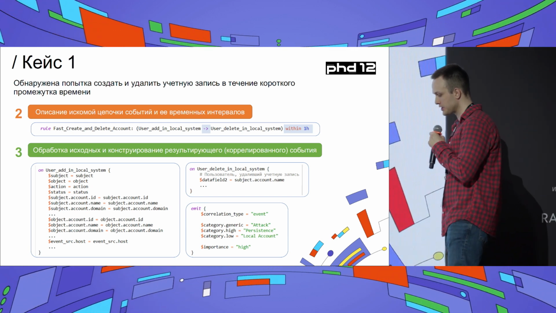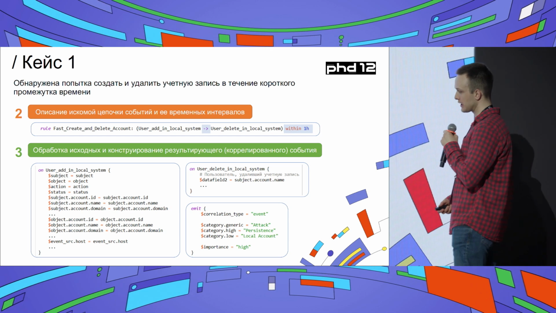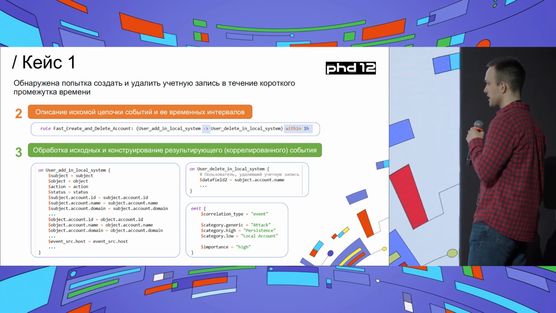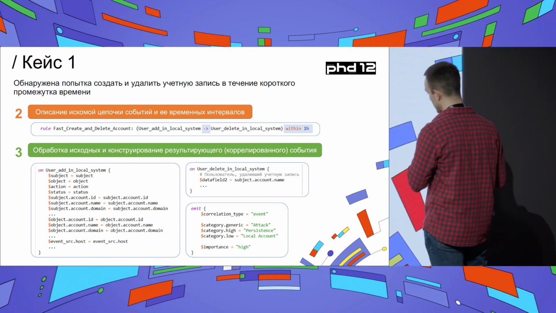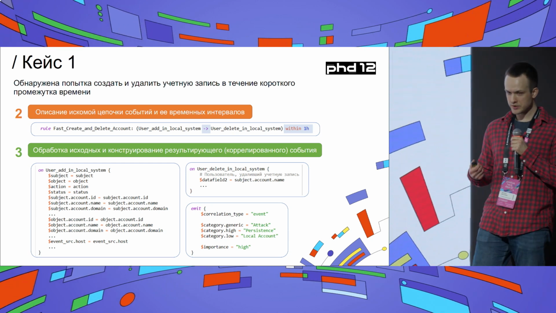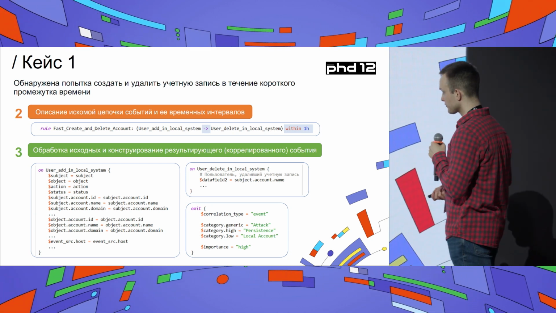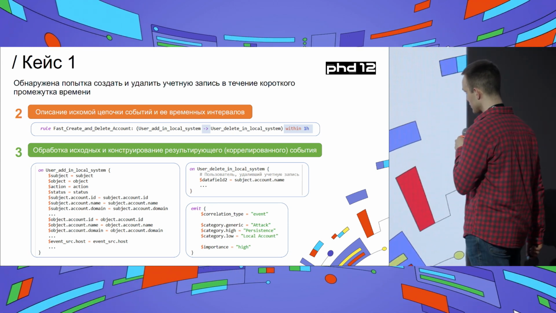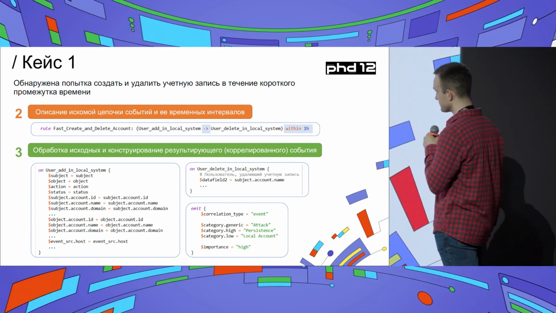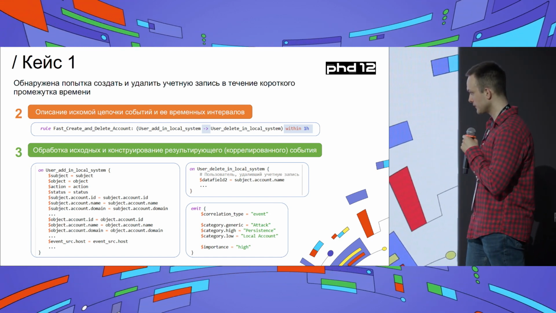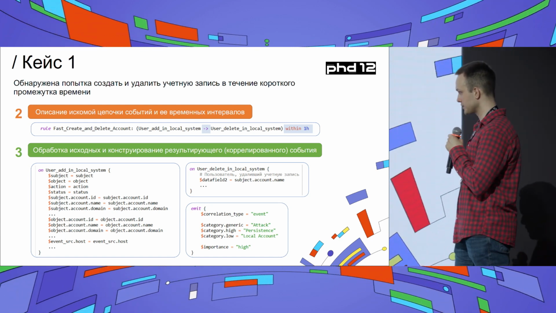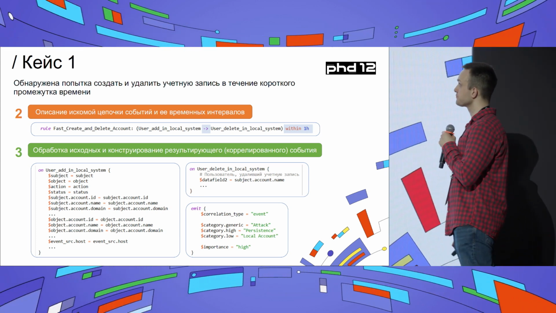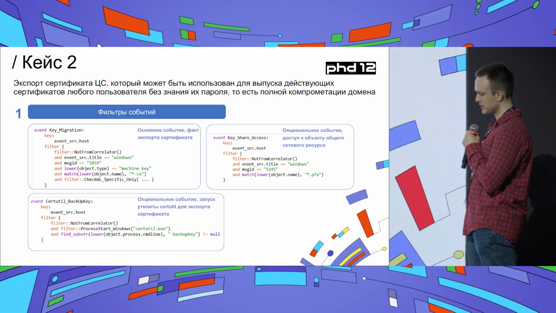It's a simple example. The main task is just to store data and to fill in the correlated event. We take all data from the first event: information about the account that was created, the user who created it, and the node where the event took place. The second event gives us information about the user who deleted the account. And in the emit block, we show attack, persistence, local account.